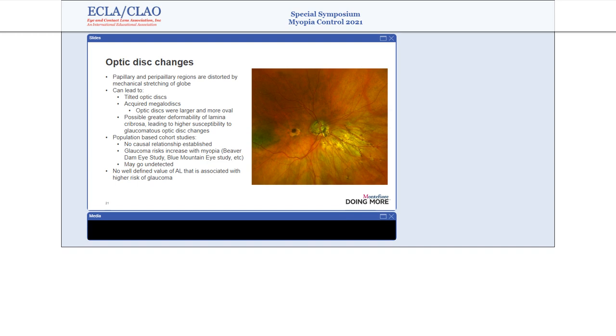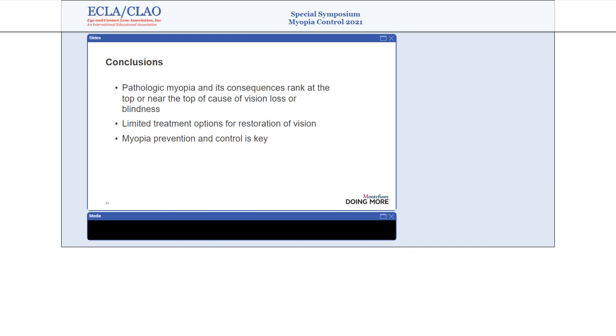If you look at population-based cohort studies, even though no causal relationships are established, they've established that there are increased risks of glaucoma with myopia. The other factor is that because the optic disc looks a little bit more abnormal, glaucoma may be even harder to detect. There are no well-defined values of axial length that are associated with higher risks of glaucoma, but we do know it is associated.